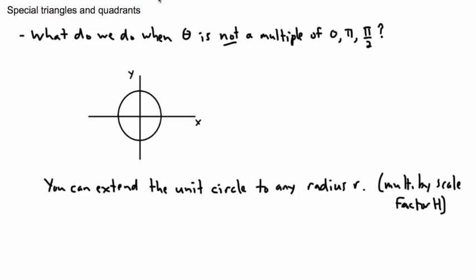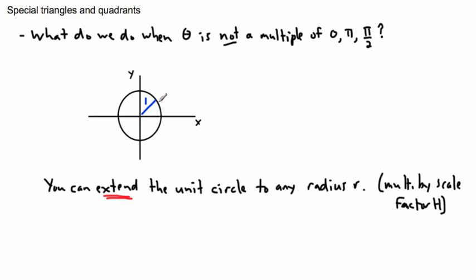So if I drew some sort of little line right here, this radius right here, this was r, and this right here was actually 1. Like this little radius right here was 1. Now what we can do is, rather than just have a unit circle, which means the radius always has to be 1, now we can just extend it. So we can extend this unit circle to any radius r.